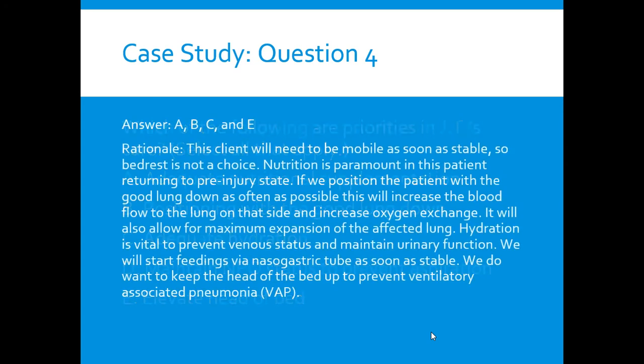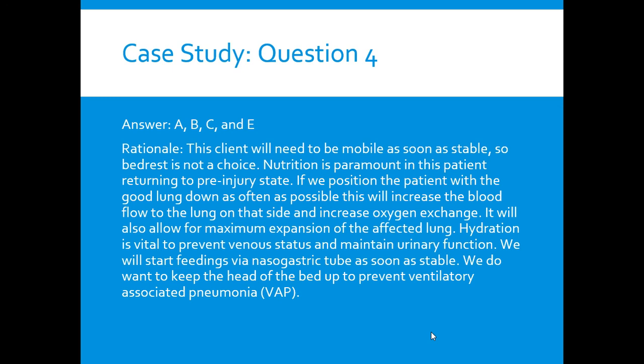All right, answers are A, B, C, and E. Rationales listed there. This client needs to be mobile as soon as he's stable too. Bed rest isn't a choice. Remember, nutrition is important in this patient, especially trying to return to their pre-injury state. If we position them with the good lung down as often as possible, this will increase the blood flow to the lung on that side and increase oxygen exchange. It also helps with maximum expansion.